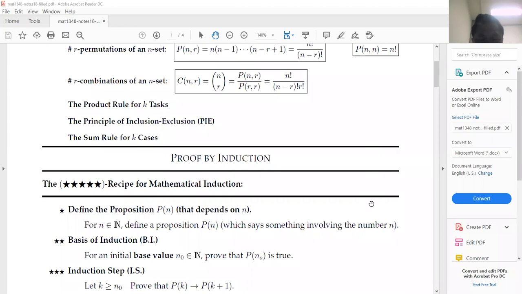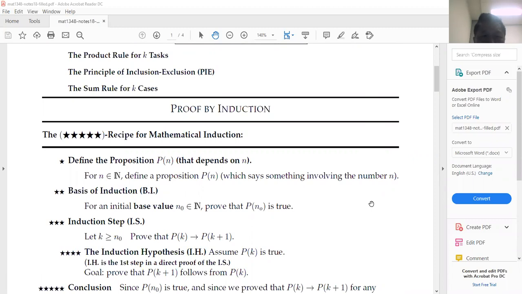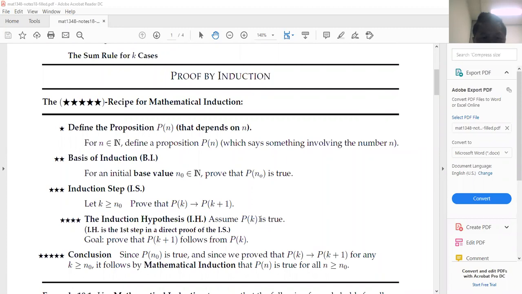First, in the beginning, the initial base n0 is true. Then we suppose P(k) is true. Our goal is to prove that P(k+1) is true. If this is true, then the whole proposition is true.